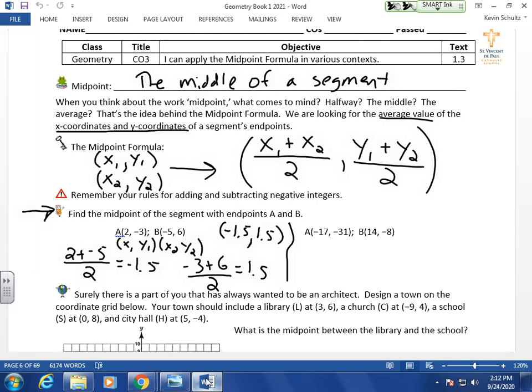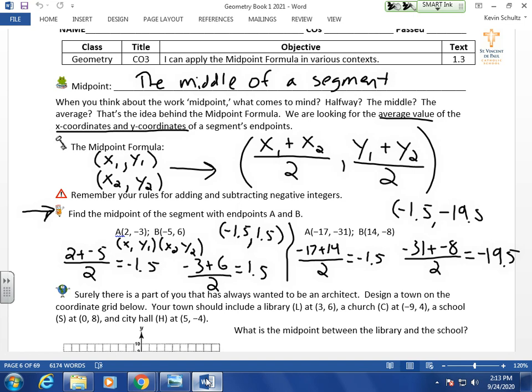Okay. So just doing a second example here, x1 plus x2, we've got negative 17 plus 14 divided by 2. I should add some variety in these questions because once again we get negative 3 over 2 or negative 1.5. And then our y values, negative 31 plus negative 8 divided by 2. y1 plus y2 divided by 2. That gives us negative 39 divided by 2, which is what? Yeah, there we go. Negative 19.5. So the midpoint of this segment is negative 1.5, negative 19.5.